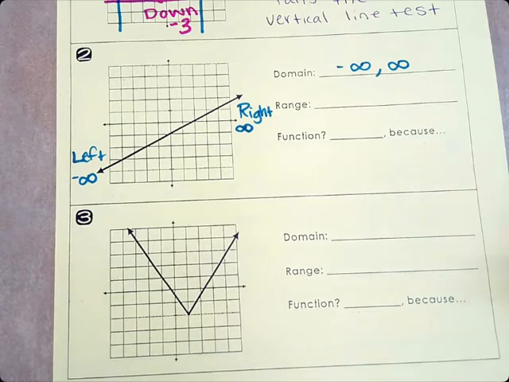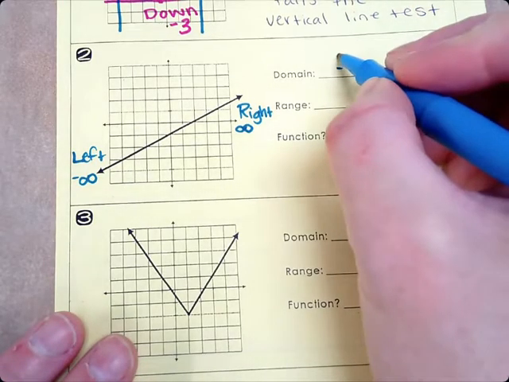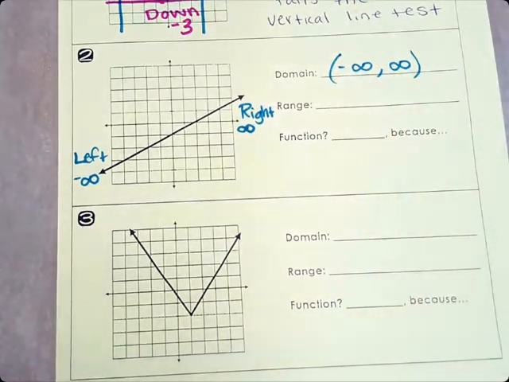And we use a bracket if it actually touches that number. But can you ever touch infinity? No. So it's going to have parentheses around it.